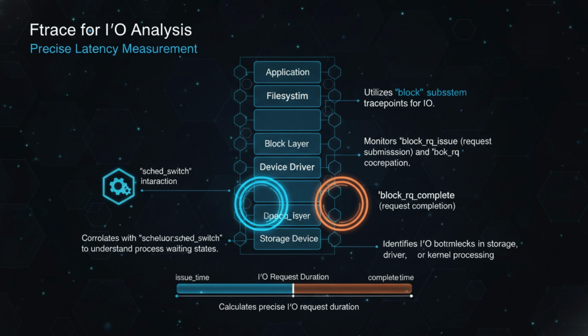Furthermore, Ftrace can trace scheduler events, such as sched_switch, allowing us to understand when a process is descheduled while waiting for I/O and when it resumes. This correlation helps determine if the I/O wait is truly due to slow disk operations or perhaps contention within the kernel's I/O queue. This level of detail empowers us to not only identify that I/O is slow, but also where in the I/O stack the delay is occurring, whether it's the storage device itself, the device driver, or the kernel's request processing. This capability is paramount for effective root cause analysis.